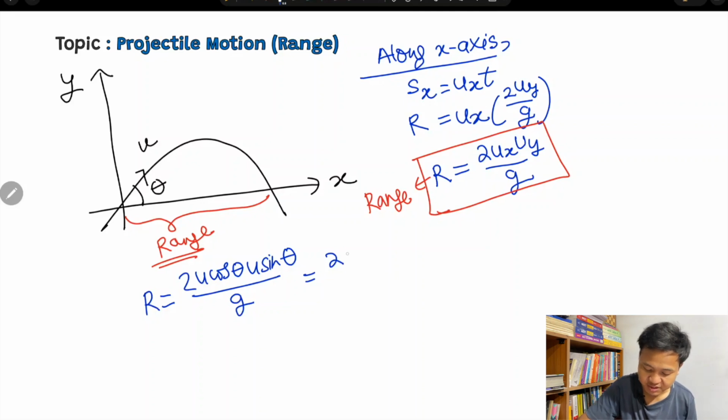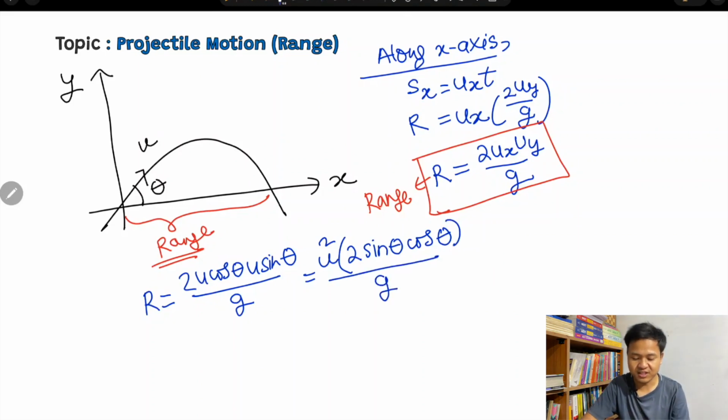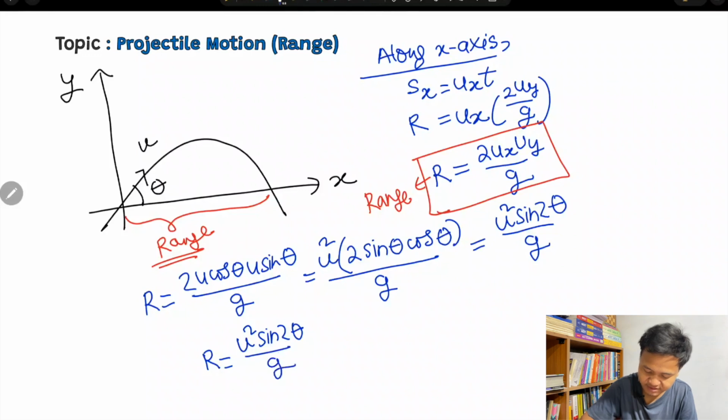So u into u is u square, with sin theta and then cos theta. Let's write u square here and put the 2 here, divided by g. Now trigonometry gives 2 sin theta cos theta equals sin 2 theta, so this is nothing but u square sin 2 theta by g. Therefore the range is u square sin 2 theta divided by g.